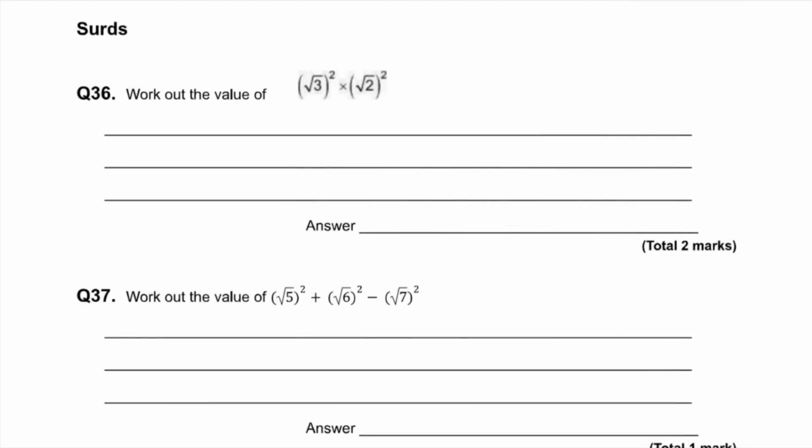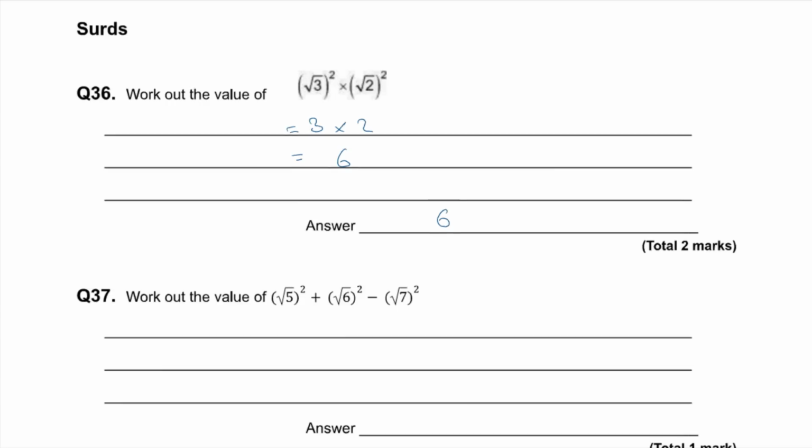Moving on to surds. Now you need to know how to combine, to simplify, and to rationalize surds. If you can do all those three things, you should be good for these questions. Question 36. Work out the value of root 3 squared times root 2 squared. Well, when you square a square root, you just get your original number back, don't you? So root 3 squared is just 3, and root 2 squared is just 2, and 3 times 2 is 6. That's not so hard, is it?